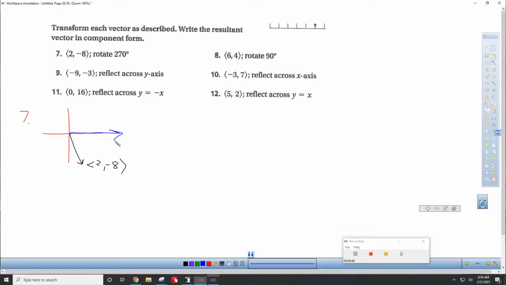What if I just had this one that was 10, 0, okay? And I wanted to rotate that 270 degrees. Where would that go? It would go down here. And what is that new vector? What's the new vector there?